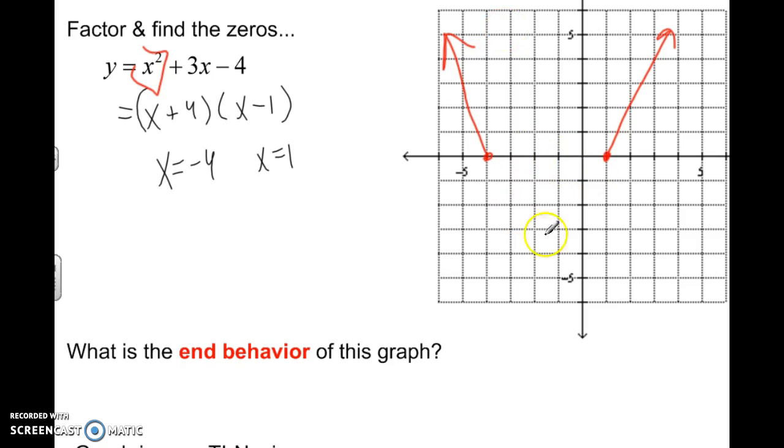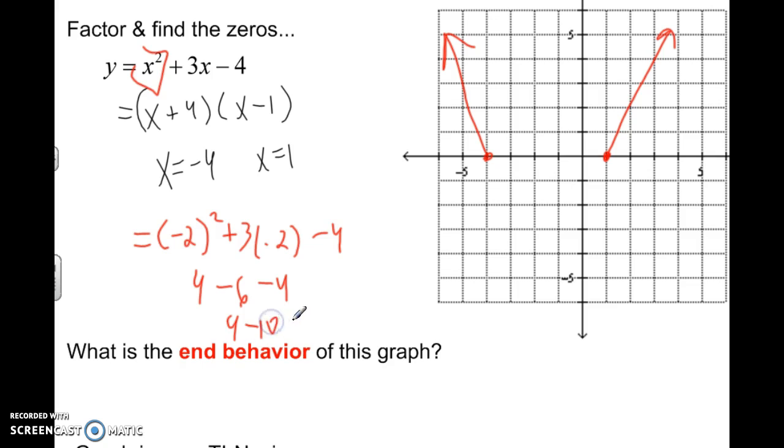Then we're going to just maybe plug in a value in between here, so maybe negative 2. So if I plugged in a negative 2 to this function, negative 2 squared plus 3 times negative 2 minus 4, that would be 4 minus 6 minus 4. 4 minus 10 is negative 6. Let's write down here negative 2, negative 6. That probably is the vertex, actually. And it's going to look something roughly like that.